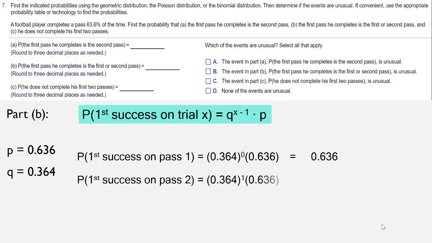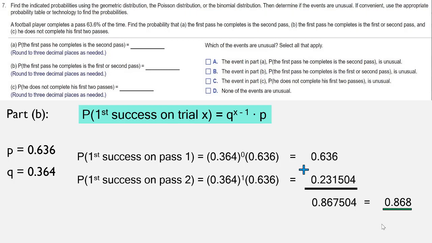And then from part A, the probability that the first success was on pass 2 ended up being 0.231504. Now we have to add these together. And if we add these together, we get 0.867504, rounded to 3 decimal places is 0.868. And that's your answer to part B.